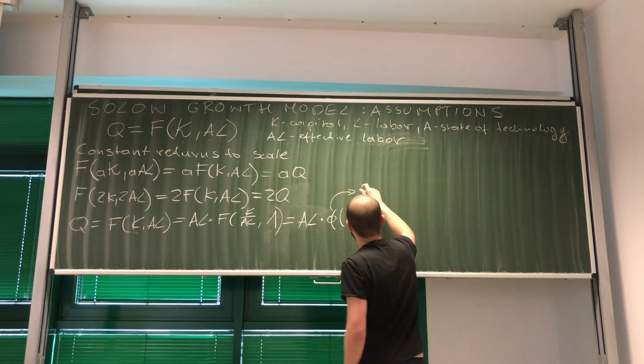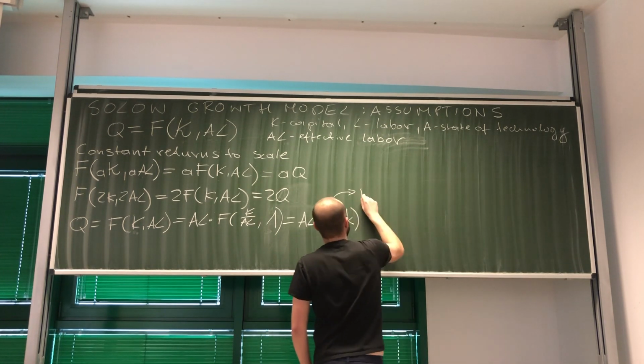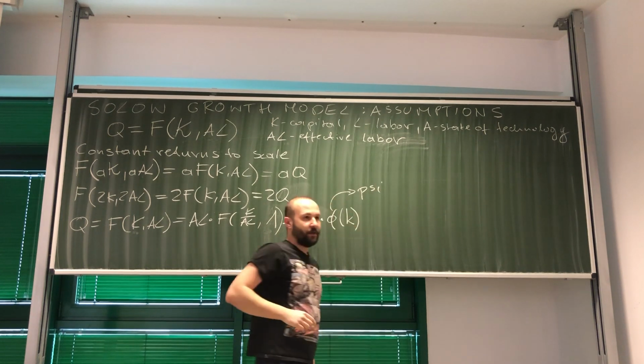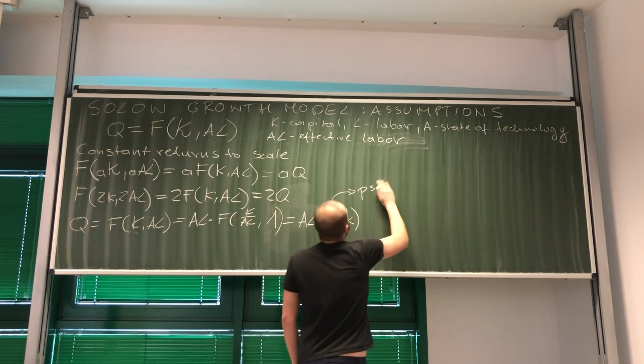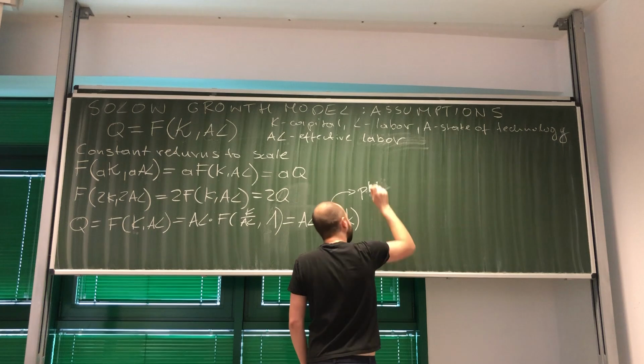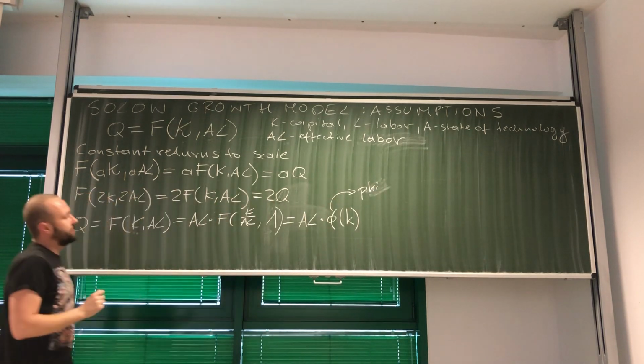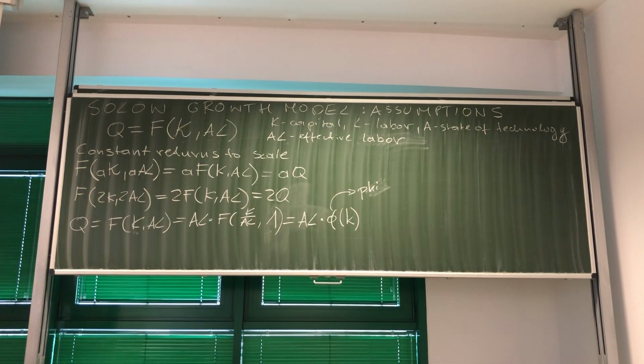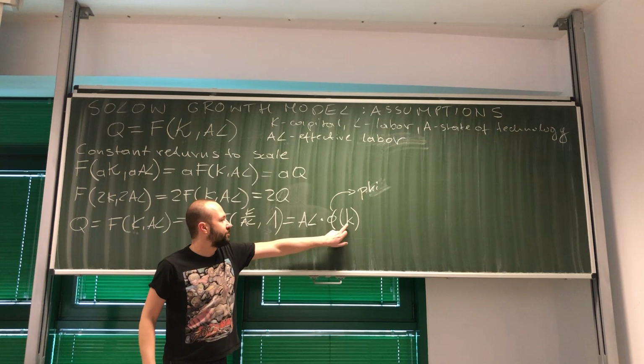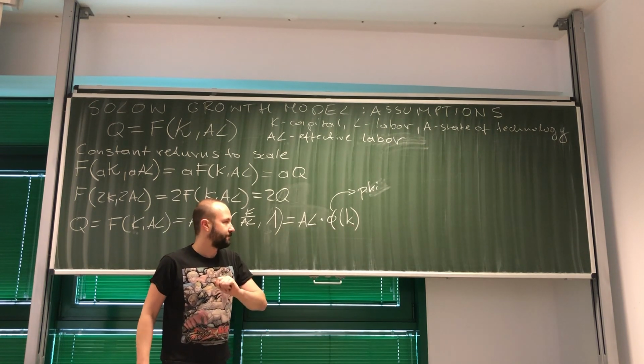This is a Greek letter. I'm sorry, phi, of course, phi. And this is the production function we're going to be working with. Okay, as you see, I've introduced k over here.